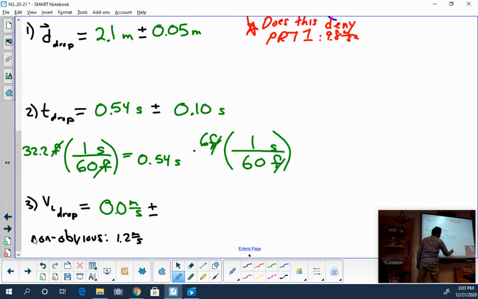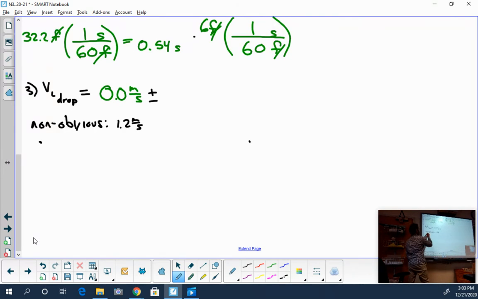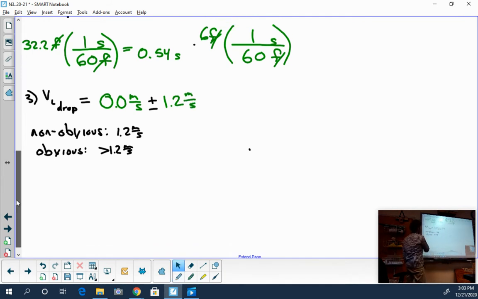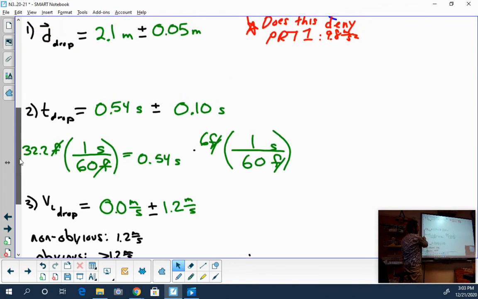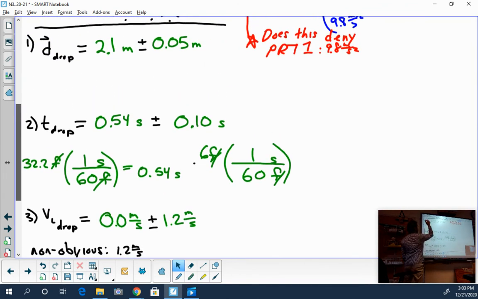If it's obvious, however, if you look at it and you're like, whoa, I can see I pushed or pulled that thing a little bit, you better make it more than this. You better make it greater than 1.2. So I'm going to come over here and I'm going to say 1.2 meters per second. Okay. Now, this allows you to come up with 3 different pieces of uncertainty.